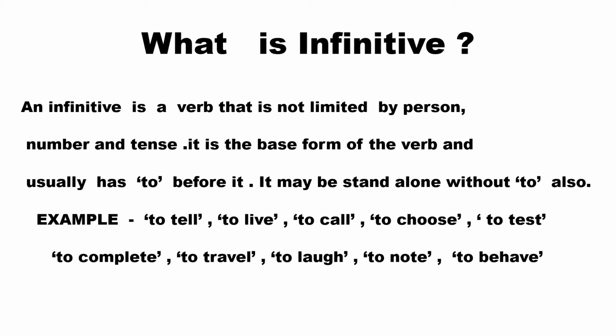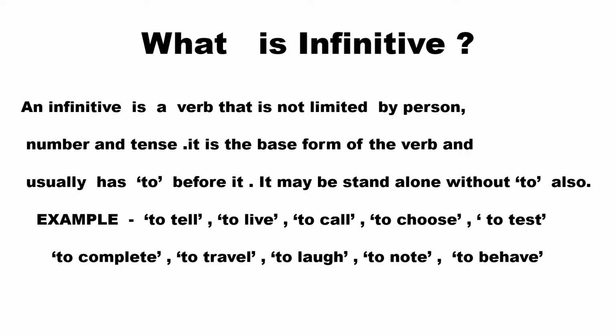We will learn what an infinitive is. An infinitive is a verb that is not limited by person, number, and tense. It is the base form of the verb and usually has "to" before it. It may also stand alone without "to". For this, we will see further examples.